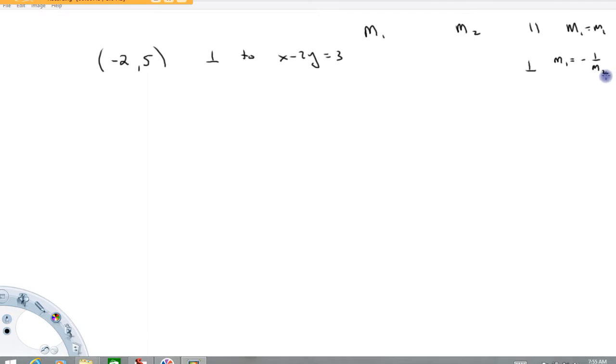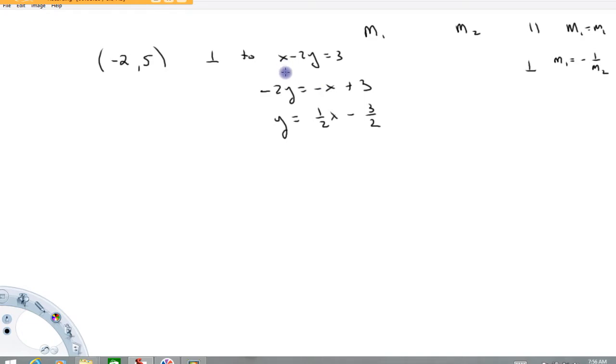And this is what we're going to be doing on these problems that I see here, labeled 1 through 4 in your handout. So we're going to look for the equation of a line that goes through this point, perpendicular to this one. I'm going to start by solving this one for y. We're going to have to subtract x from both sides. Then dividing by negative 2.